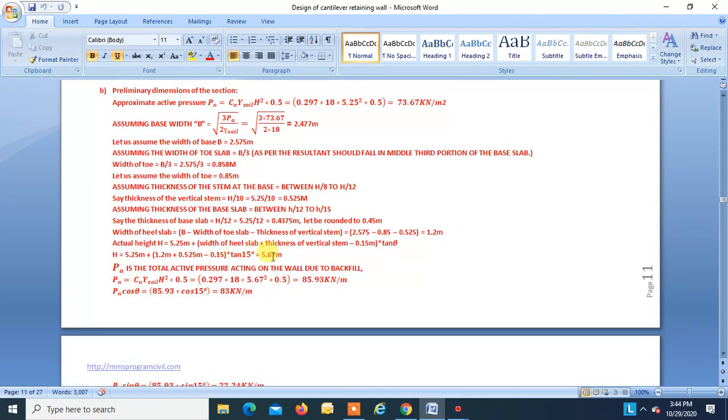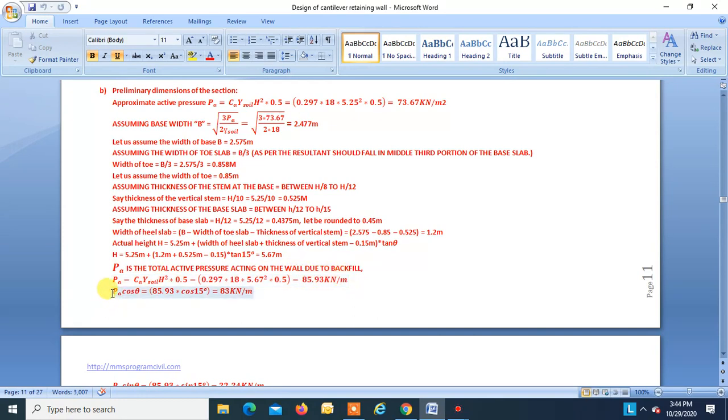Okay. Height is found to be 5.675. So P is the total pressure acting on the wall due to the backfill. PA is CA into soil density into H square into 0.5. Now H we will take as 5.67. So this is our actual value of PA, 85.93.